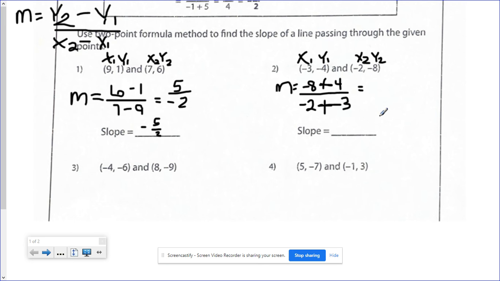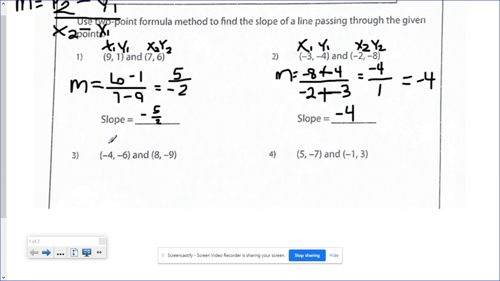you have more negatives than you do positives, so it's still going to be a negative. And if I think of it like money, if I spent $8 and then someone handed me $4, I still am negative $4. On the bottom, I have more positives than negatives. On the negative side, I have 2, and on the positive side, I have 3. So I actually have more positives than negatives, which means this is going to be positive. So what is 3 minus 2, or negative 2 plus 3? That's just 1. And this simplifies to negative 4. So anytime you guys have two negatives that sit right next to each other, that actually makes it a positive.